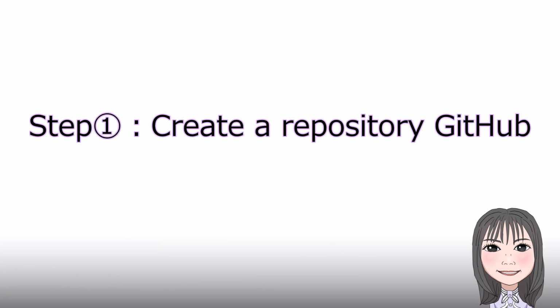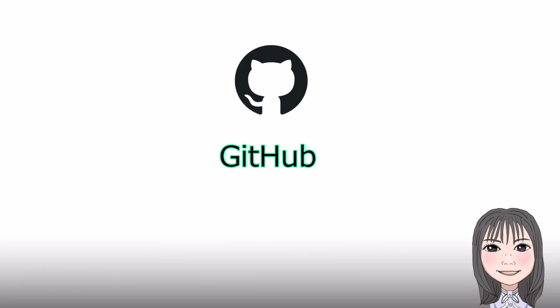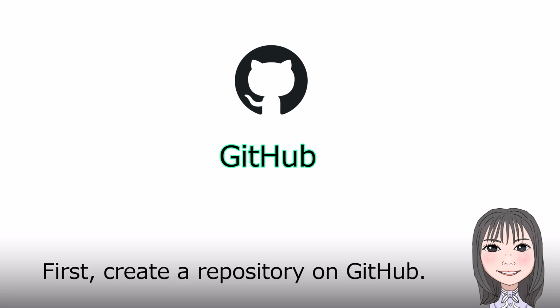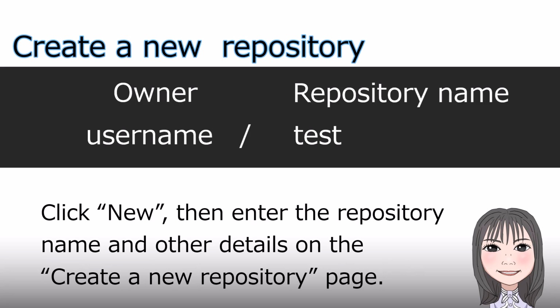Step 1. Create a repository on GitHub. First, create a repository on GitHub. Click New, then enter the repository name and other details on the Create a New Repository page.